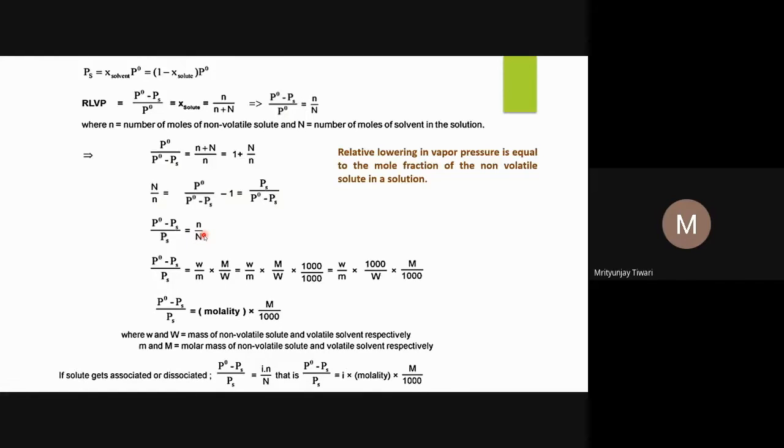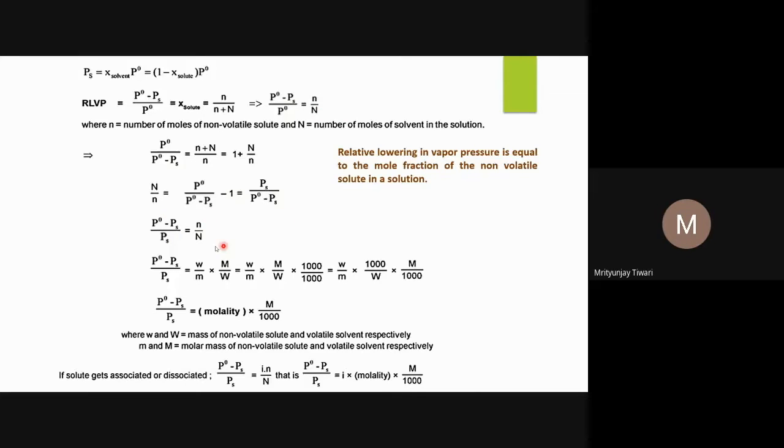And anyway, what we know is that usually we take a very dilute solution. The P naught and PS are not much different. The difference we will see is very marginal, very nominal. Anyway, let us now go further.